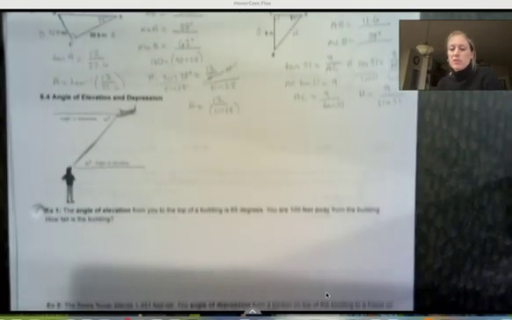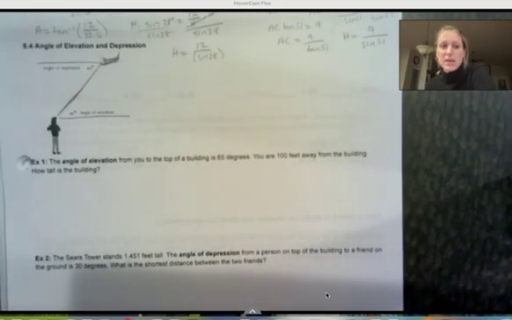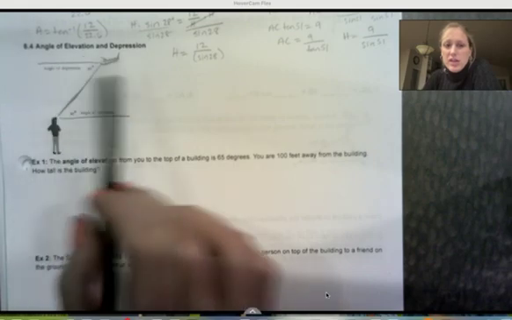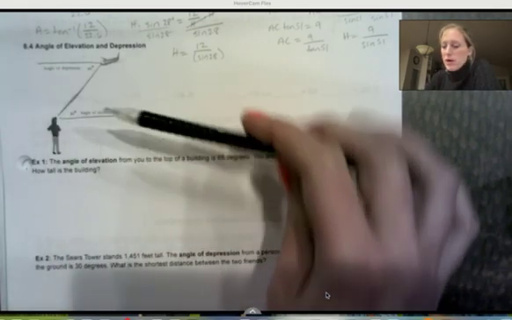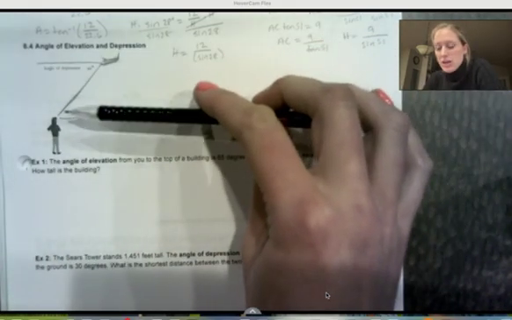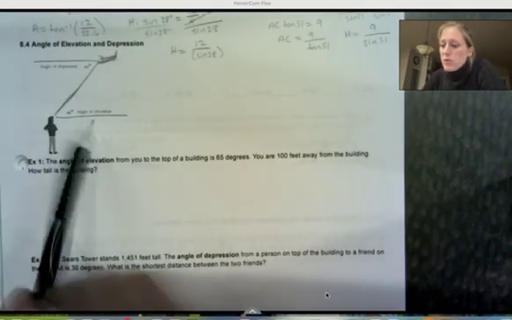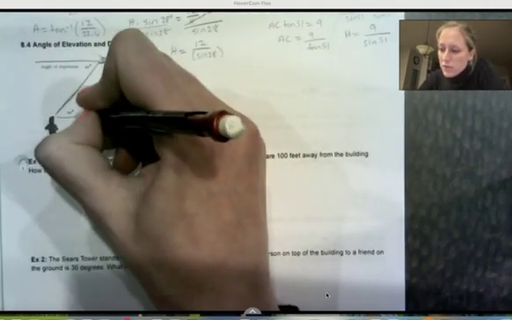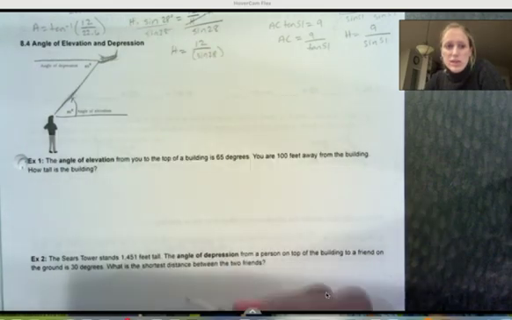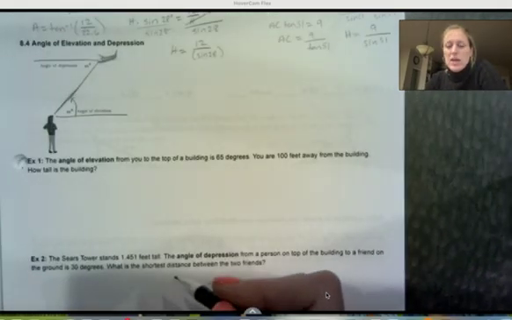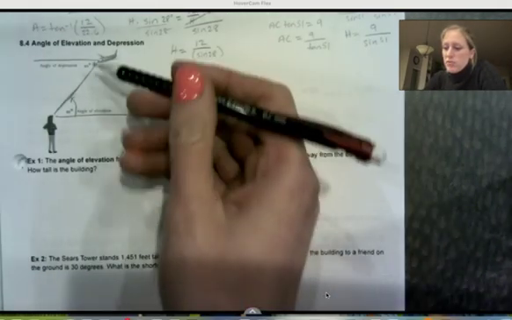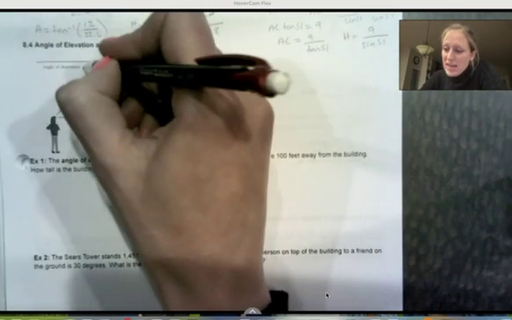Okay, so today you guys are going to have some modeling problems, and some phrases you want to learn are angle of elevation and angle of depression. So angle of elevation, let's start with that. Angle of elevation is from the horizontal looking up. So it's going this direction. That is the angle of elevation. The angle of depression is from a horizontal looking down. So that is an angle of depression.